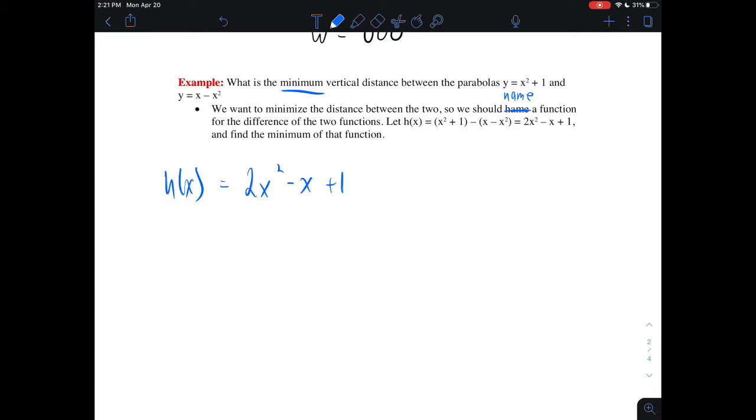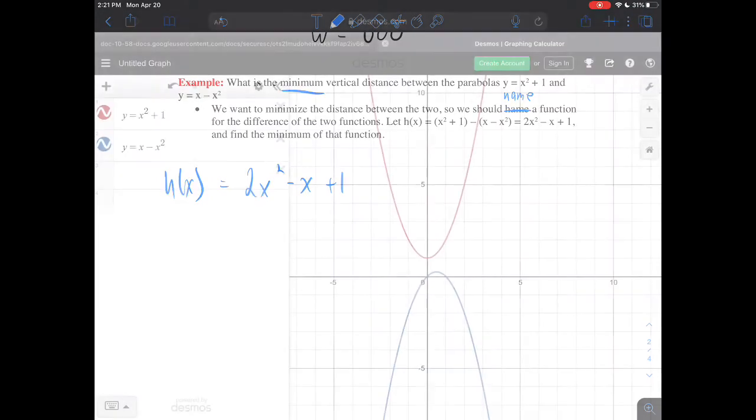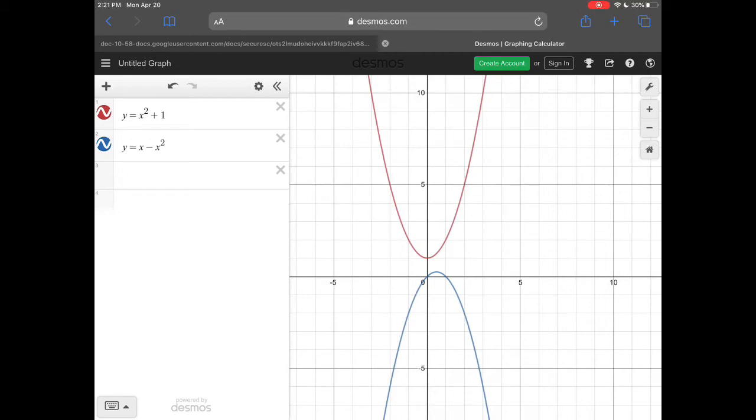First of all, let's take a look at a graph so you can see what it means for there to be a distance between two functions, and also why I subtracted them the way that I did. Here on Desmos I have two parabolas. The one in red is y equals x squared plus 1, and the one in blue is y equals x minus x squared. You can see that the red parabola is above the blue parabola.